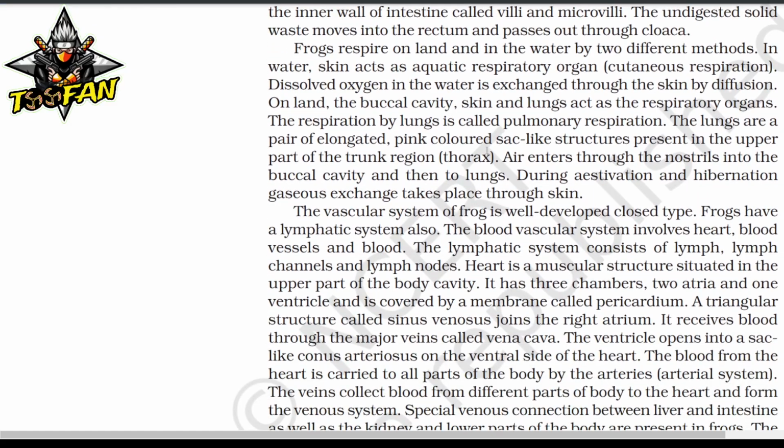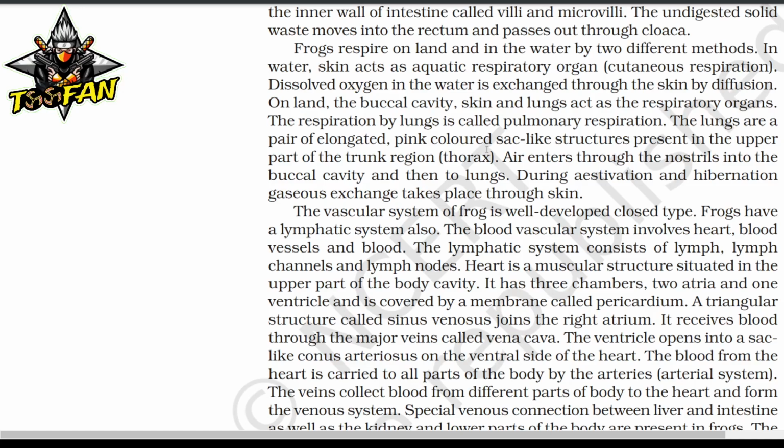The vascular system of frog is well developed, closed type. Frog has a lymphatic system also. The blood vascular system involves heart, blood vessels and blood. The lymphatic system consists of lymph channels and lymph nodes. Heart is a muscular structure situated in the upper part of the body cavity. It has 3 chambers, 2 atria and 1 ventricle, and is covered by a membrane called pericardium.